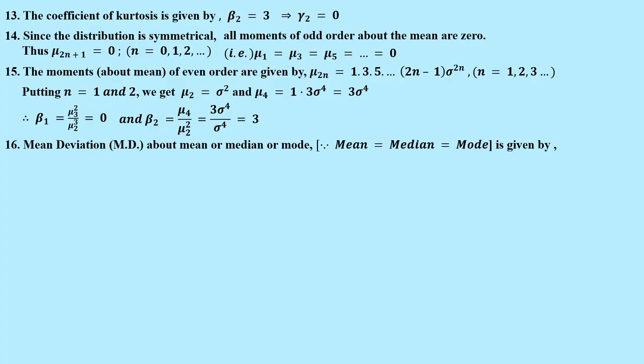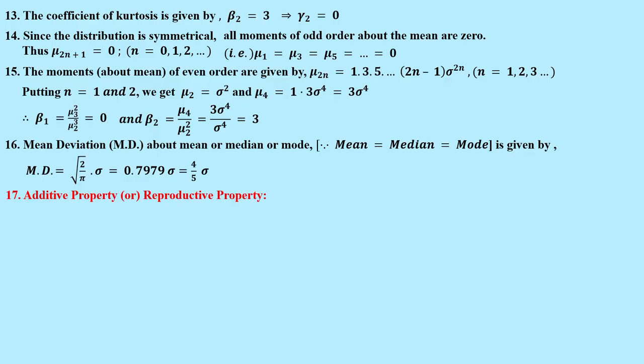Mean deviation about mean or median or mode, right? Since mean, median, mode are equal, it is given by MD is equal to root of 2 divided by pi into sigma. So that value is 0.79789 sigma or 4 by 5 sigma.